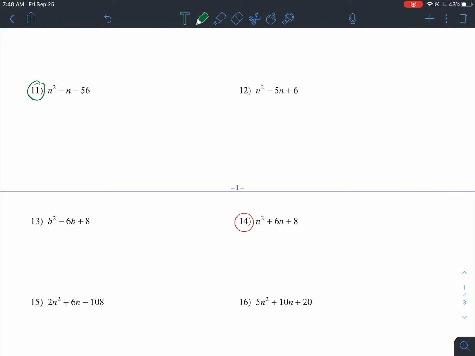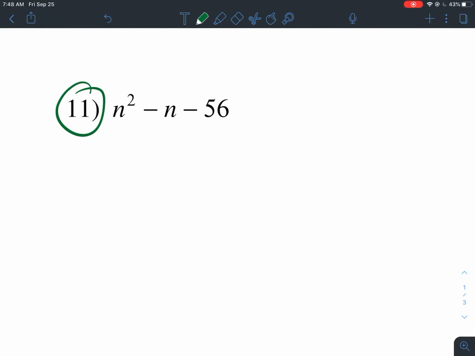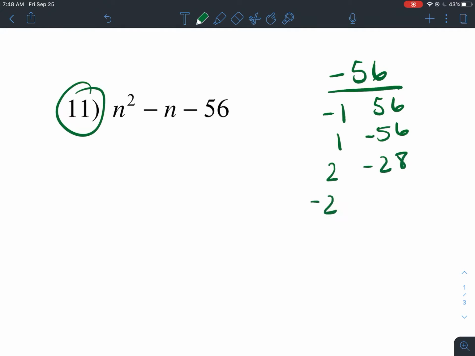All right, so I'm going to go ahead down to the second page and do a couple from there. Actually, you know what? I changed my mind. Let's do number 11. All right, so we have to factor n squared minus n minus 56. So let's write out the factors of negative 56. There are a lot of factors of 56. So we could say negative 1 and positive 56, positive 1 and negative 56. We could say positive 2 and negative 28, negative 2 and positive 28.